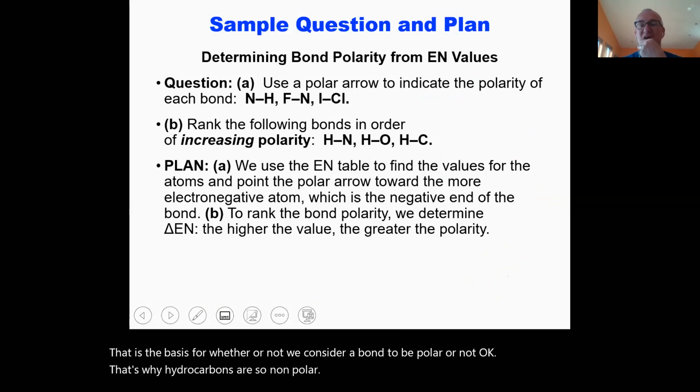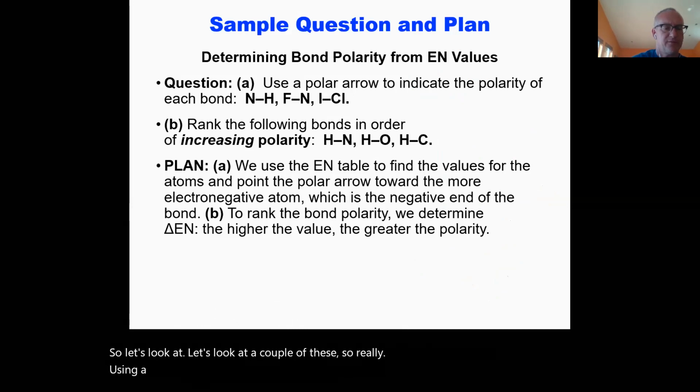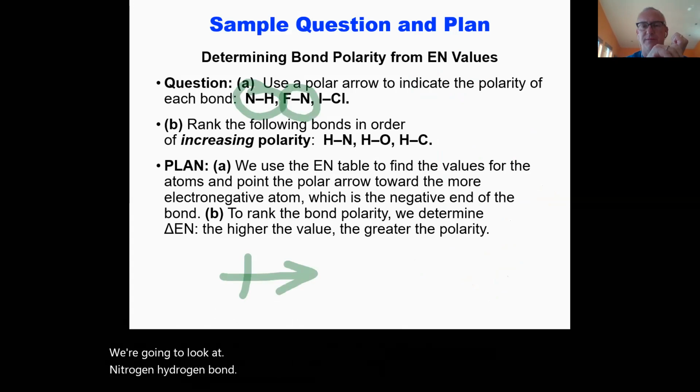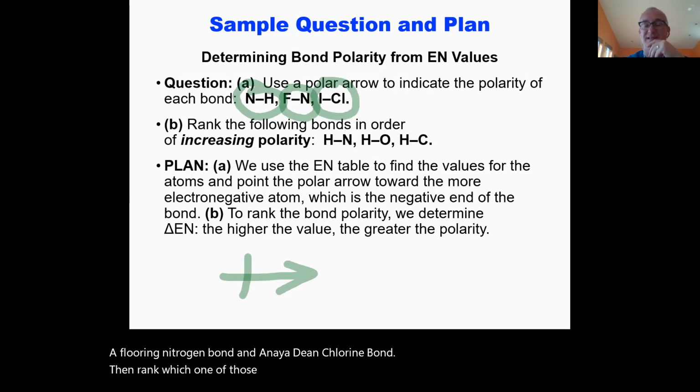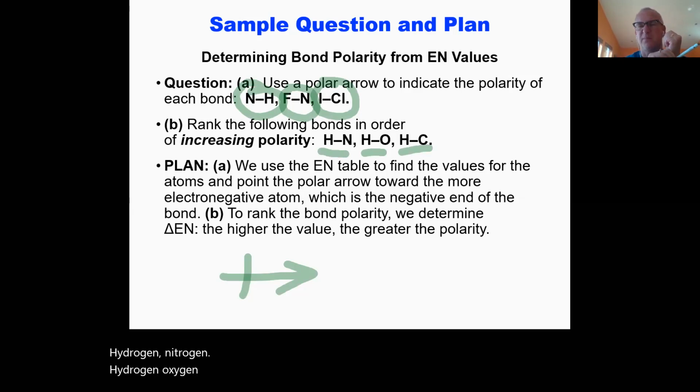So let's look at a couple of these. We're using that polar arrow we mentioned before. So this one, we're going to look at a nitrogen-hydrogen bond, a fluorine-nitrogen bond, and an iodine-chlorine bond. Then rank which one of these bonds is the most polar. Hydrogen-nitrogen, hydrogen-oxygen, or hydrogen-carbon. I think you can probably figure out which one that one is, okay? So let's have a look.